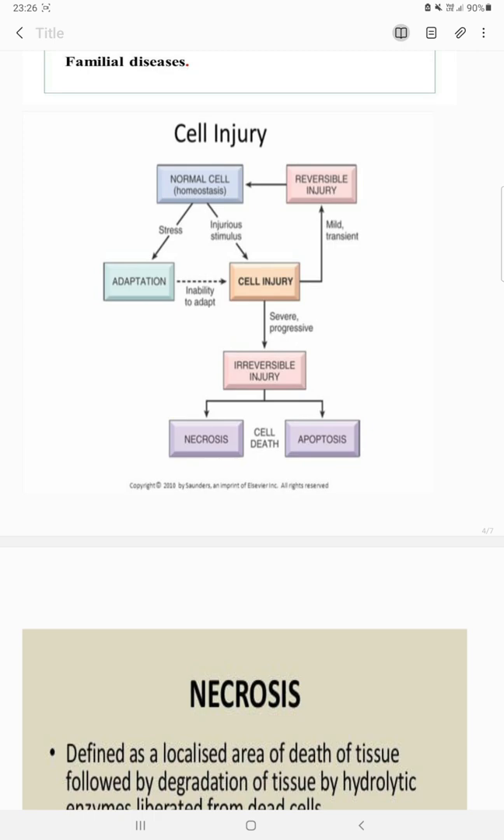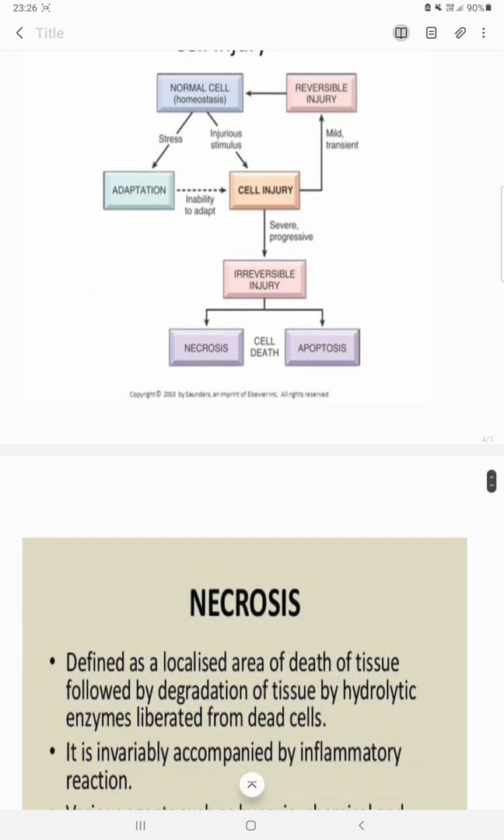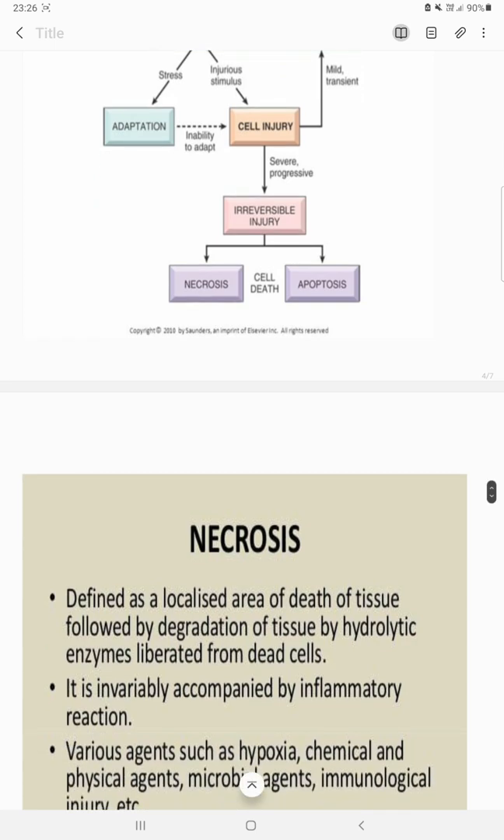If the stress is mild, then it will cause reversible injury. After some time, the reversible injury can turn back into a normal cell. And if the stress is very severe and very progressive, then it can lead to irreversible injury, and the irreversible injury can lead to necrosis and apoptosis.